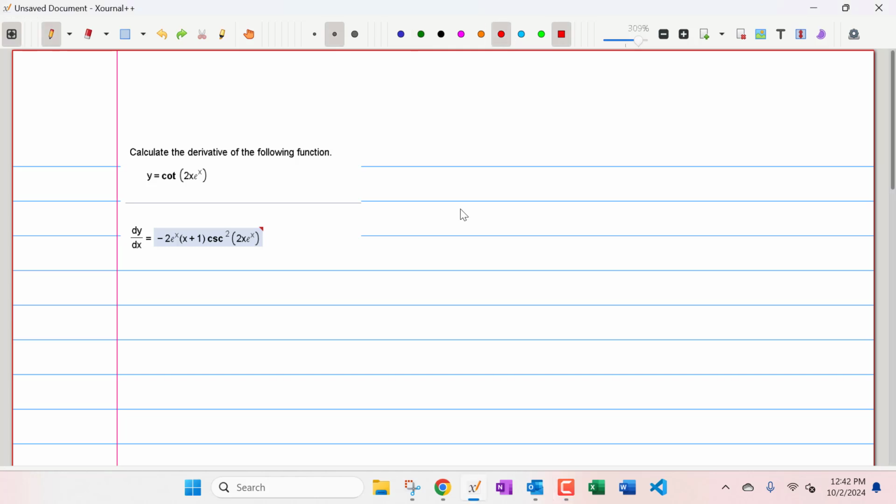Okay, so the question here is, how do we take the derivative of the following function? Y is equal to the cotangent of 2x e to the x. If I were to classify this problem, what I would say is that we've got a chain rule problem with a nested product rule.